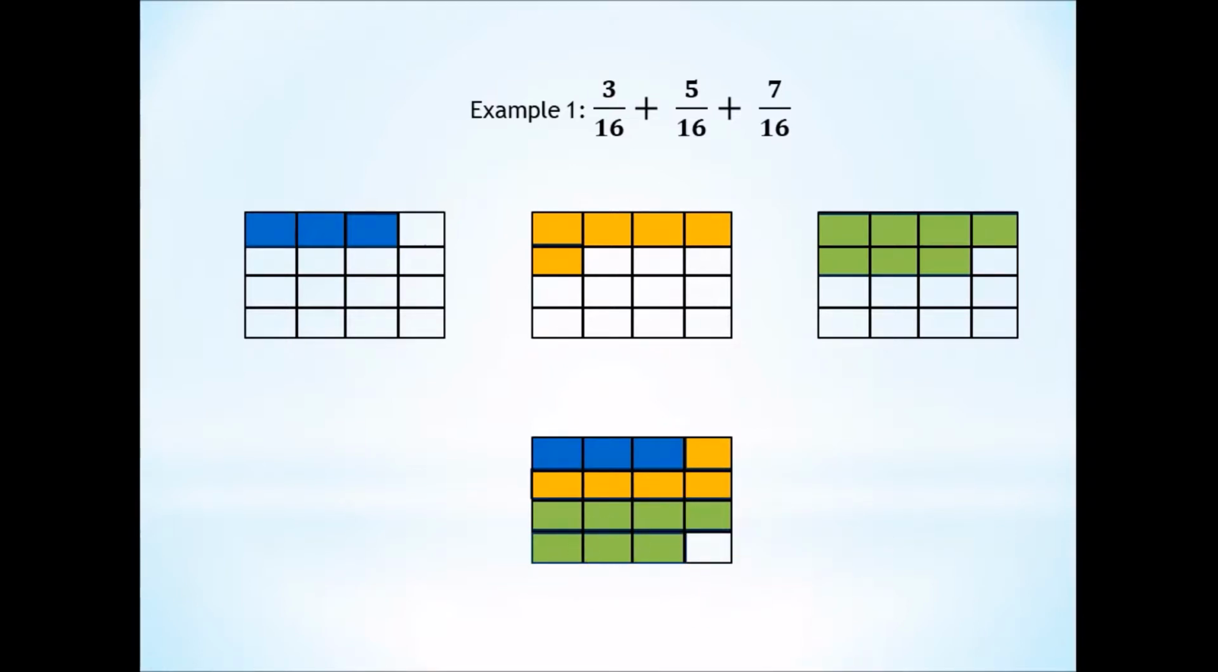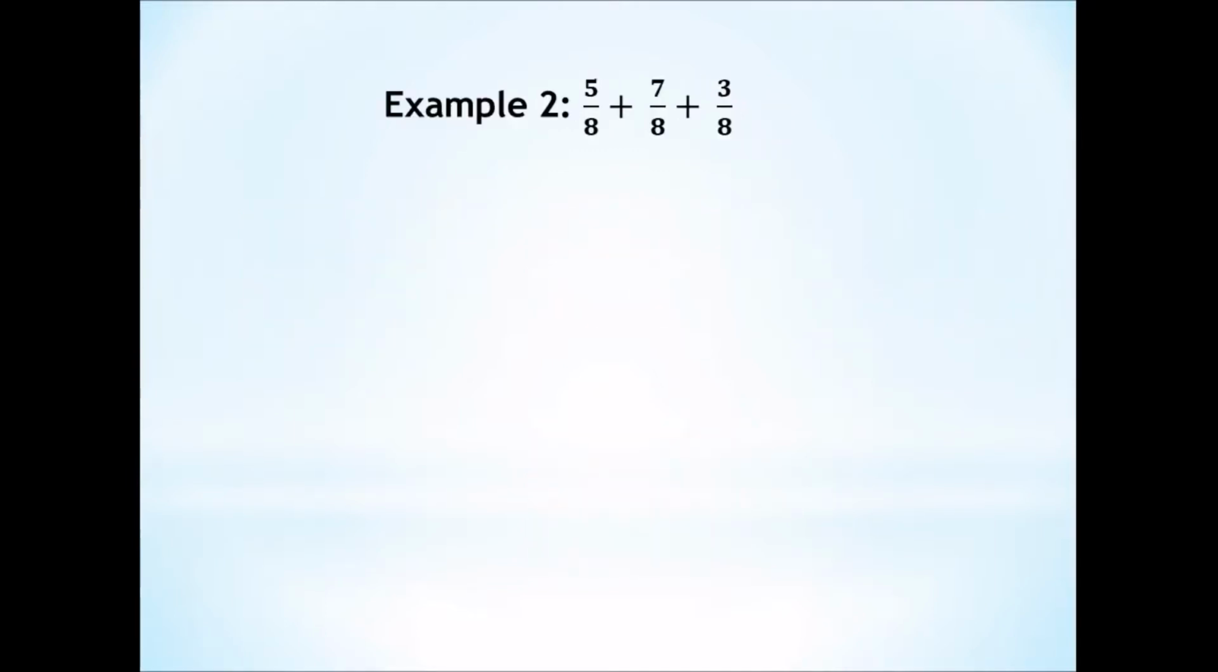We layer each of the numbers, or the numerators, on top of the 16 parts to see what our total number is. So our final answer comes out to 15 out of 16, because if we add the 3 parts, the 5 parts, and the 7 parts of the fraction of 16, then your total area that is shaded is 15 out of 16. Let's try example 2.